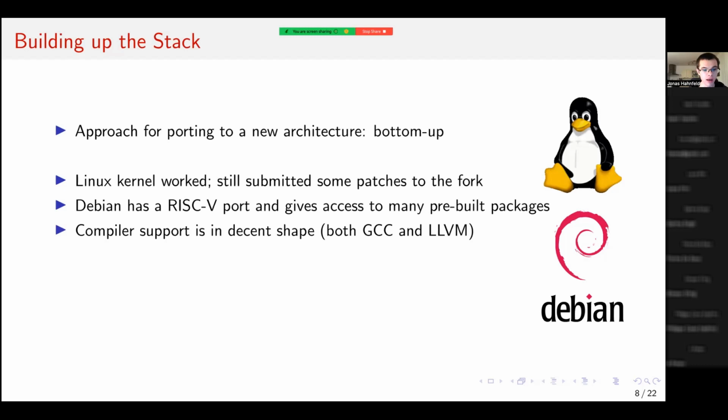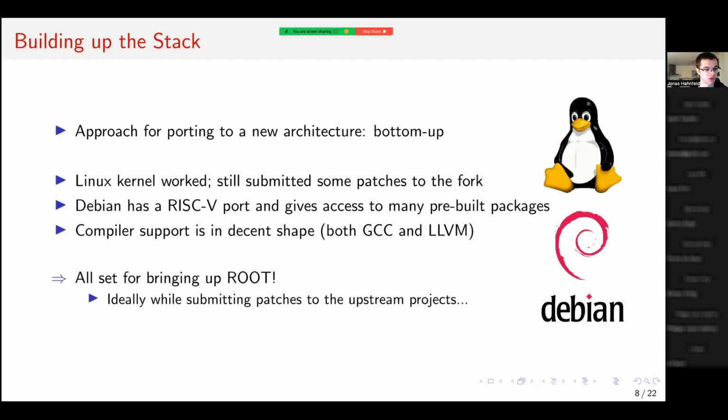You also get compilers. The compiler support for RISC-V is in pretty decent shape, I would say, both GCC and LLVM Clang. So in total, everything is set for bringing up root, with the idea, of course, to try to submit patches to the upstream projects as much as possible, because everything that is upstream is also going to survive and be available to everyone.